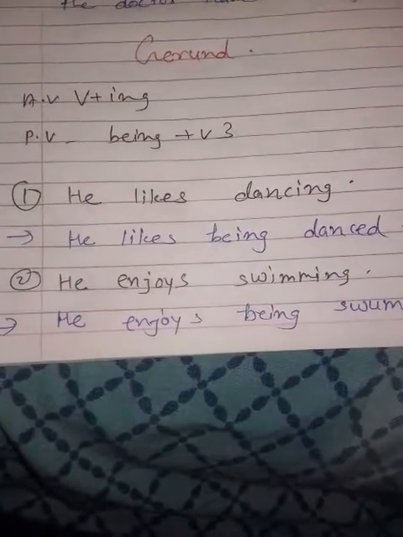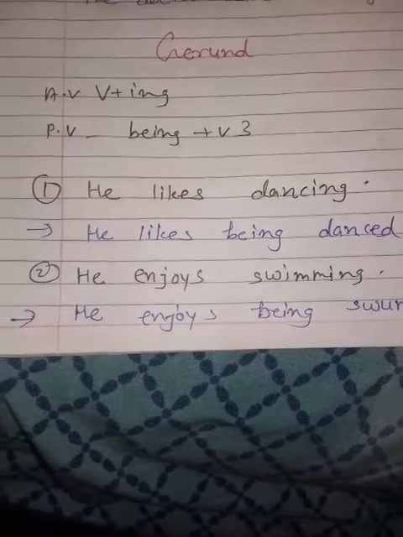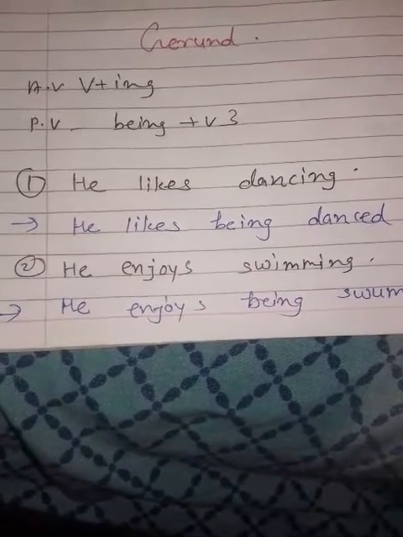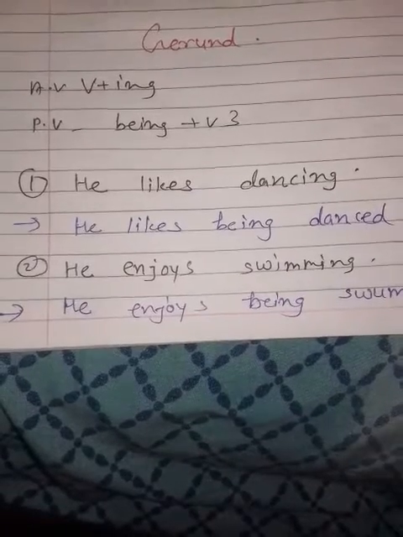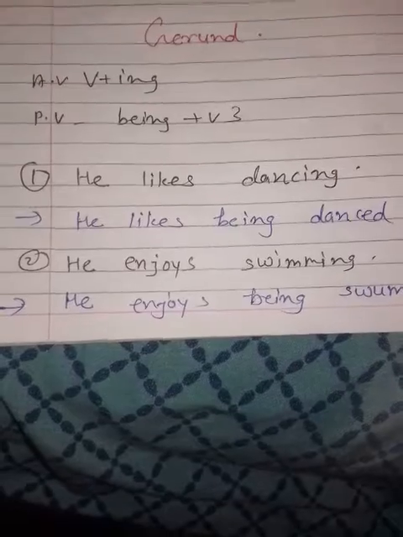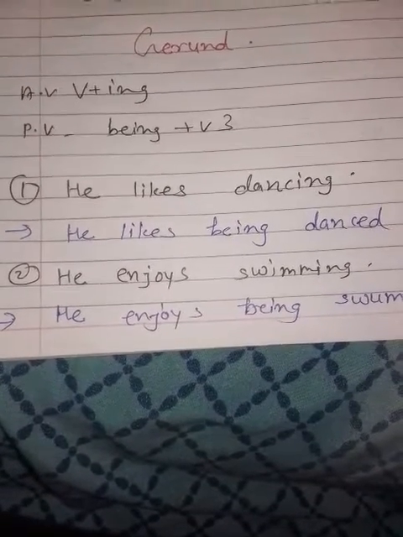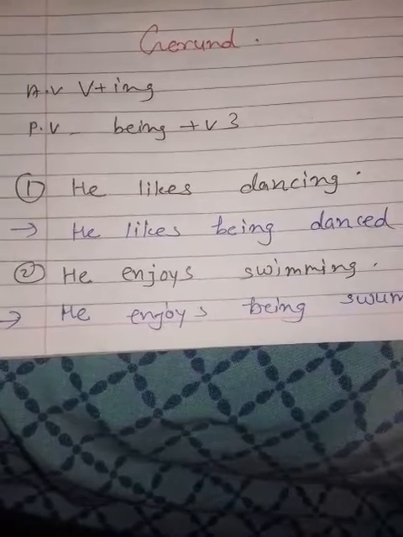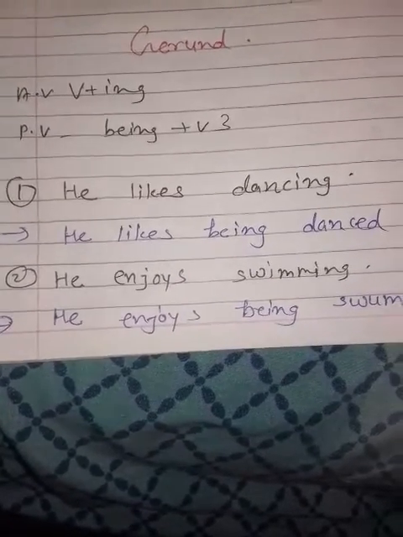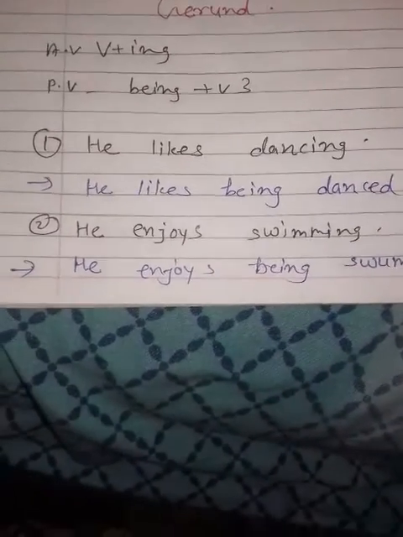Now we see two examples of gerund. In active voice we use the fourth form of the verb here, and then we change it into passive voice. When we change it into passive voice, as you know very well, in continuous tense we use being and the third form of the verb. So let's see the examples.